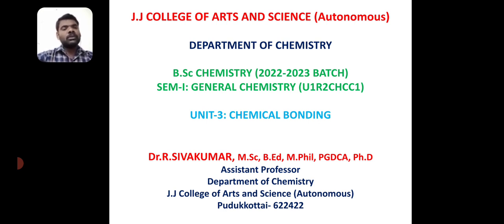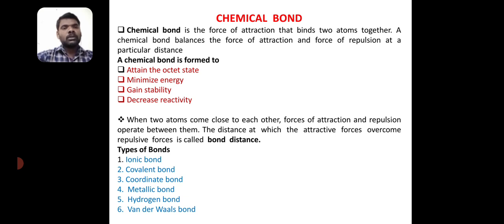Now I am going to discuss the basic concept of chemical bonding. Now we can see what a chemical bond is. A chemical bond is the force of attraction that binds two atoms together. A chemical bond balances the force of attraction and the force of repulsion at a particular distance. That is a chemical bond.